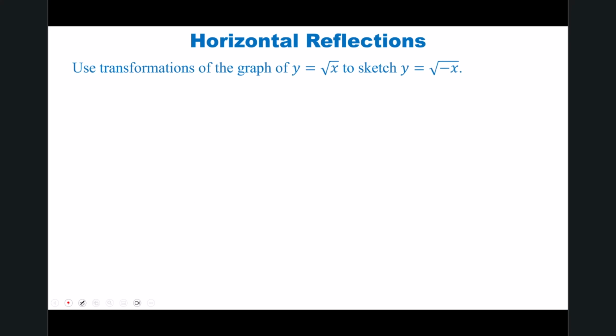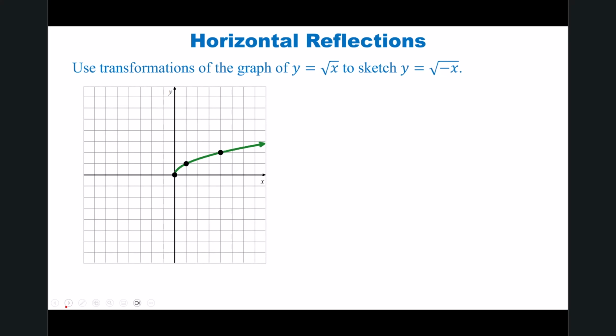A horizontal reflection would look like this, where we now start with the graph of y equals square root of x. We want to sketch y equals square root of negative x. So here's y equals square root of x. What would happen if I tried to substitute 1 in for x in my new equation? Then I'd have y equals the square root of negative 1, which is an imaginary number. Imaginary numbers don't show up on our real graph, so there's not going to be a point where x is 1. But if I substitute x equals negative 1, then I get y equals the square root of negative negative 1, which is the square root of 1, or 1.